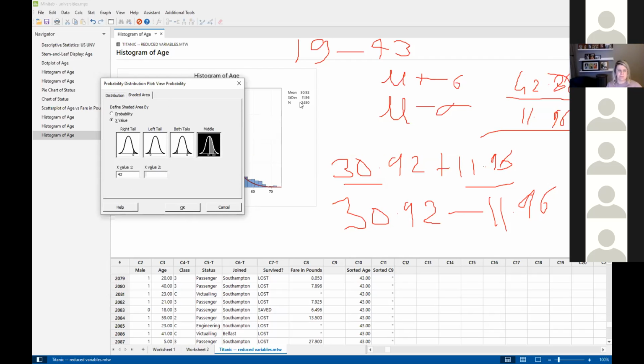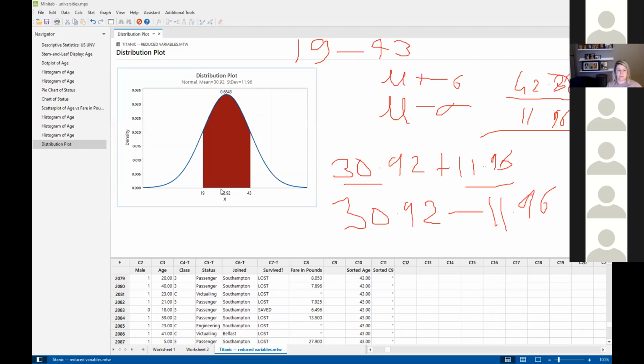I was counting from 12. So basically I had to count from 19. So what percent of data is there between minus 1 sigma and plus 1 sigma? So let's see here, 19 to 43. Can you see this right over there? 68.43%. I was just making 12 the lower point, and we can do it manually. So here you can see from 19.